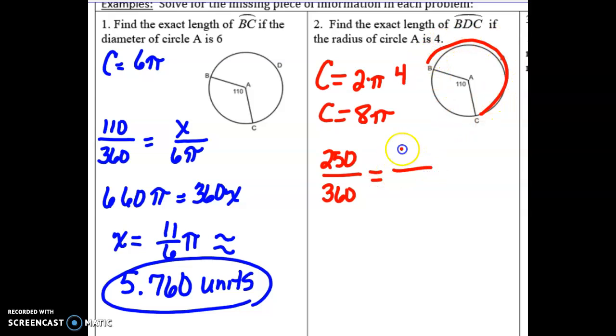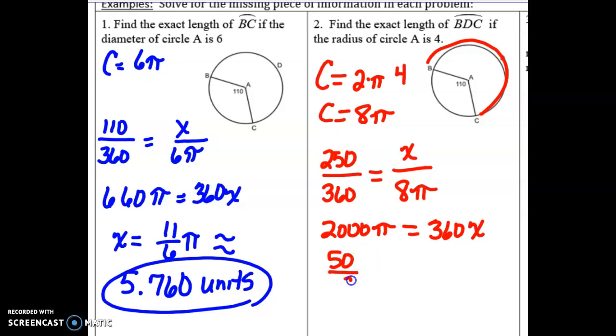And we're trying to find this length, which is x, over the circumference, which we found to be 8 pi. When you multiply diagonally, you get 2,000 pi equals 360x. Divide both sides by 360 and you get 50/9 pi. And the approximate for that would be 17.453. Okay, so there's one example.